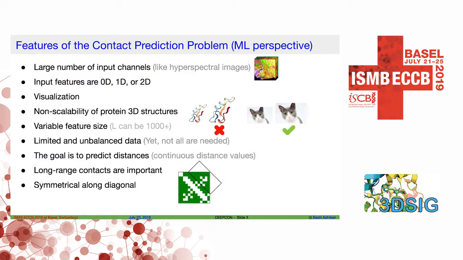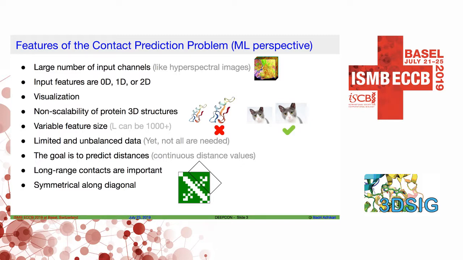From a machine learning perspective, there are some features of this problem that make it very unique. The first is that for protein contact prediction, the number of input channels is really large, unlike images where we usually have only 3 channels as input. And this is not something new. In other places, for example when taking plant images, people take hyperspectral images, and we observe a lot of input channels as input features.